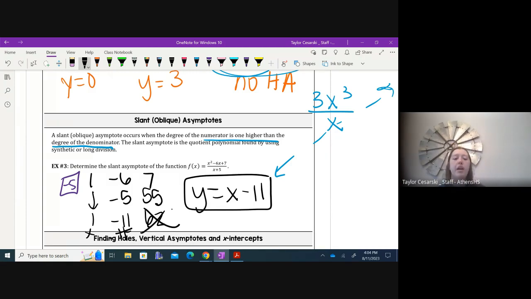So not too bad. And again, if you were needing to graph that, it would just be a line, okay? Slope of 1, y-intercept of negative 11.